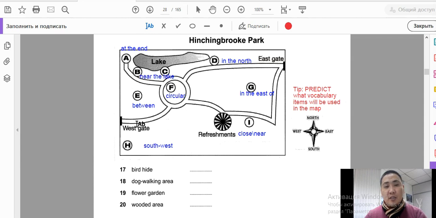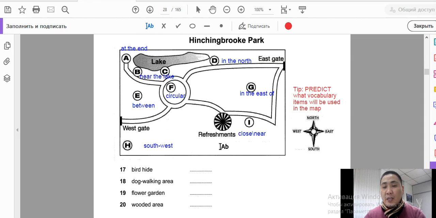If you see this one is called path, P-A-T-H, path. So between, try to predict the word between two paths. When the speaker is talking about the dog walking area, if there is information or a phrase about between two paths, then the answer is 18. If the speaker is going to talk about southwest, the answer will be only H.